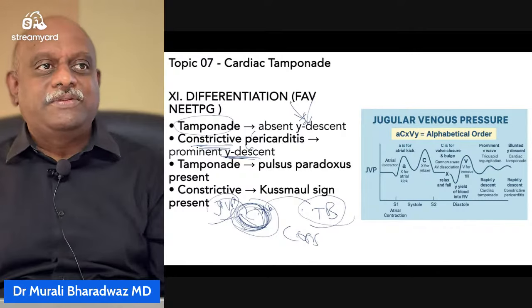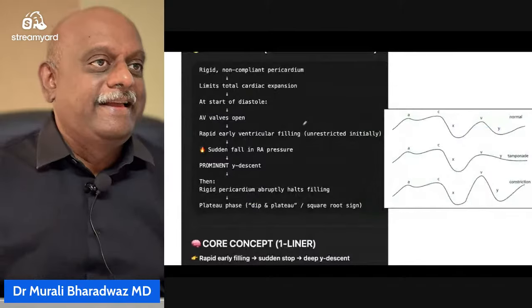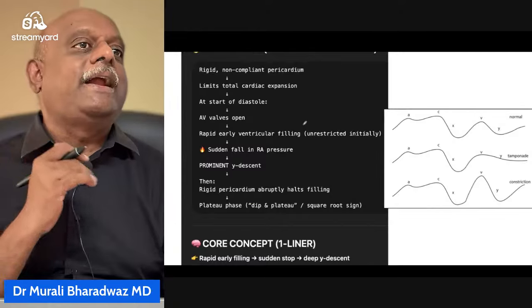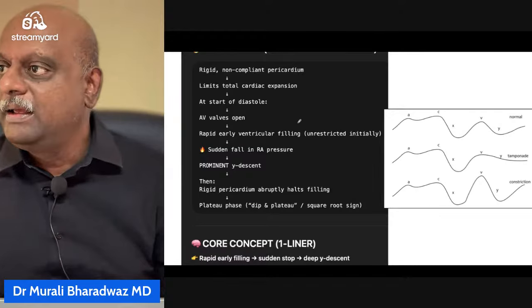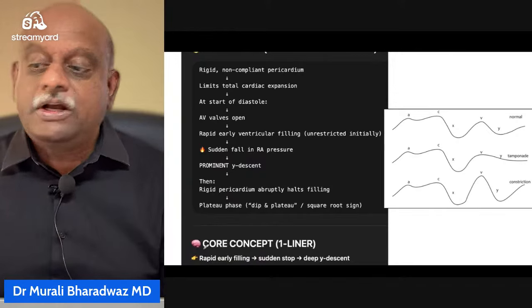Now the question comes. Why is the Y descent prominent in constrictive pericarditis? What's happening in constrictive pericarditis? So let us look into the pathophysiology calmly.